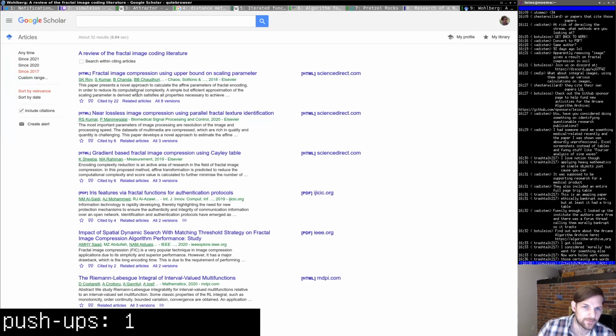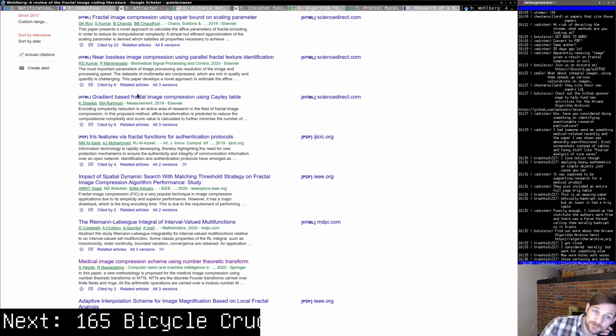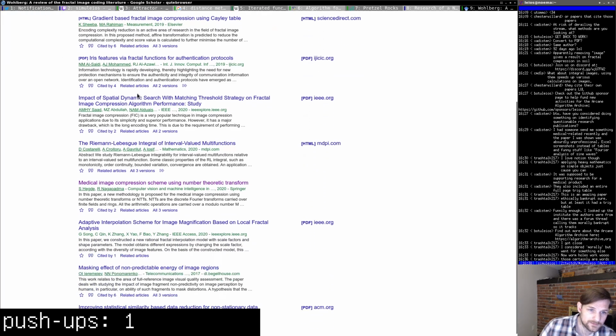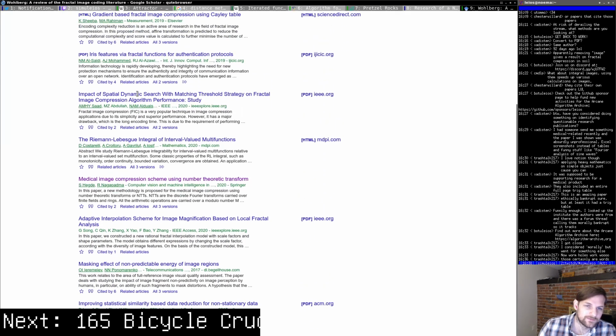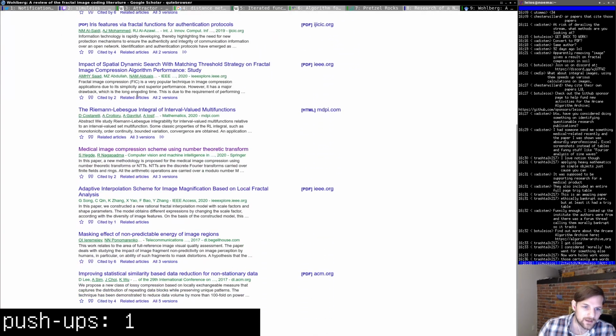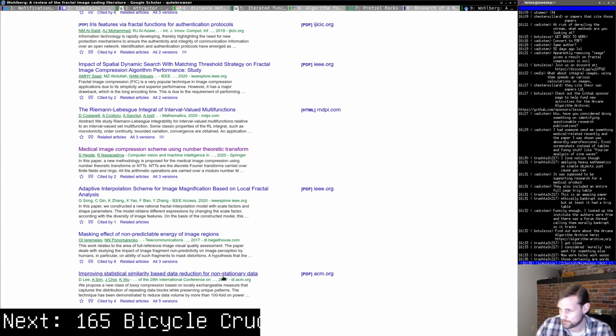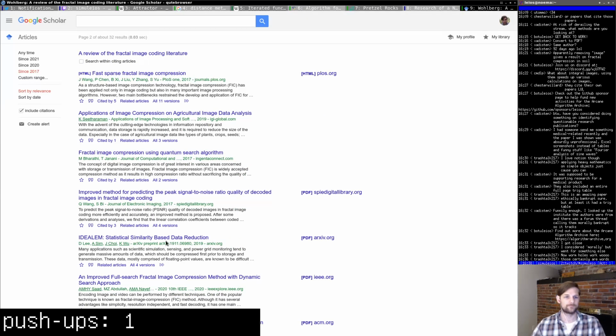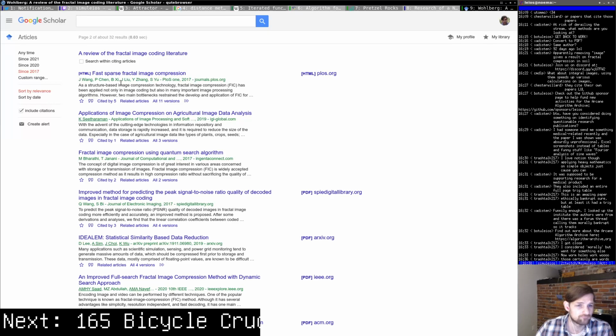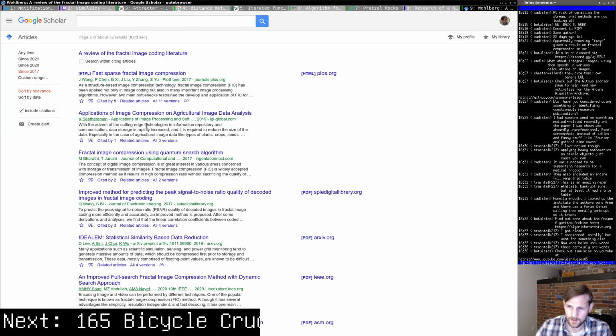Fractal image compression using upper bound on scaling parameter, near lossless image compression using parallel fractal texture, iris features via fractal functions for authentication protocols. It actually looks like it's relatively active. The field is more active than I thought it was, which is good. It means that people are still interested in it. It's worth talking about, I think. Fast fractal image compression on PLOS for some reason. I was not expecting something on PLOS. Application of image compression on agricultural image data analysis, fractal image compression using quantum search algorithm.